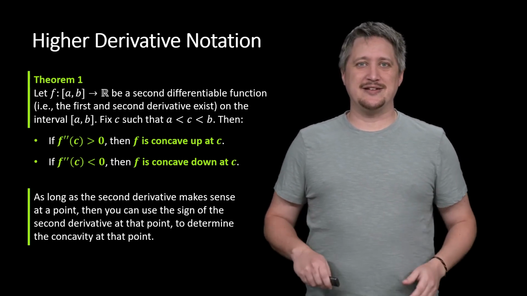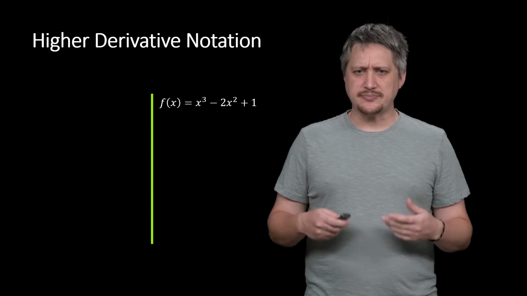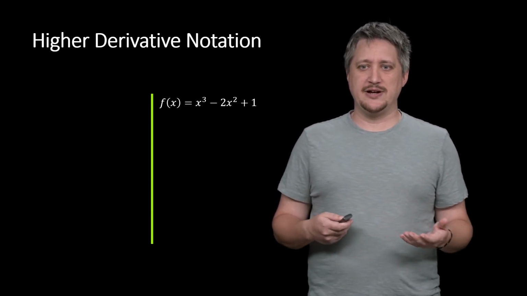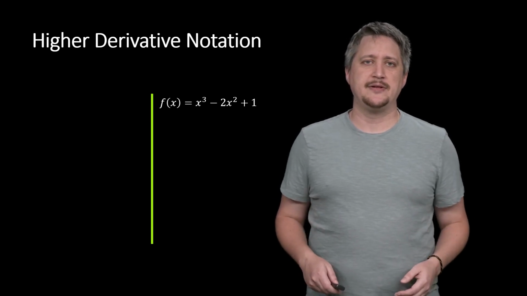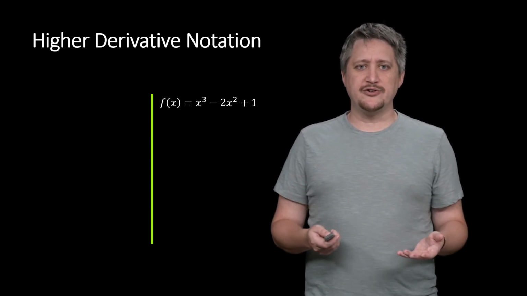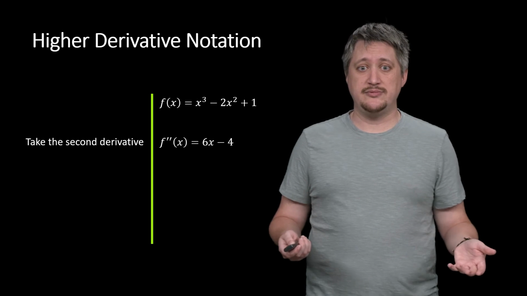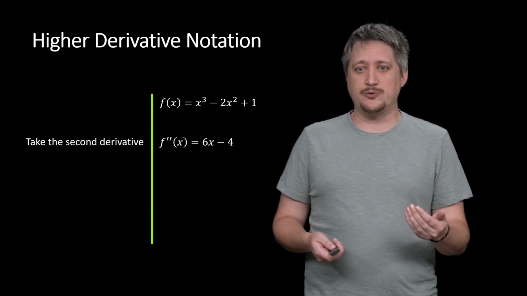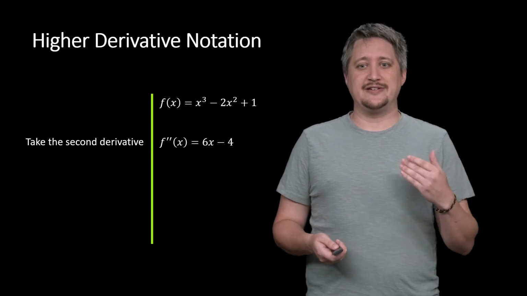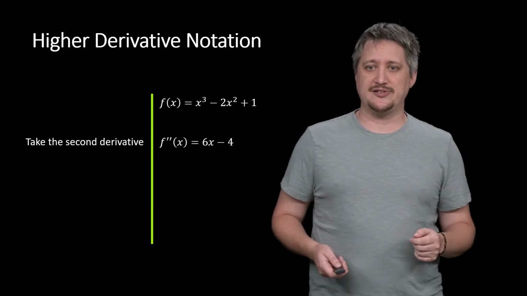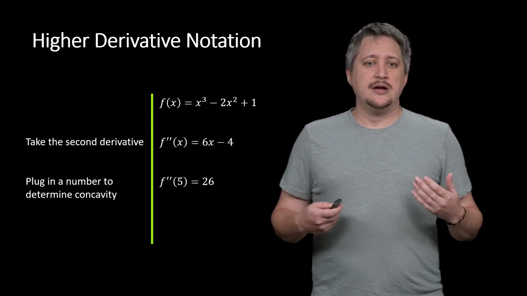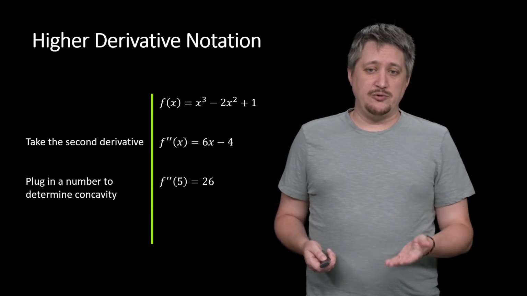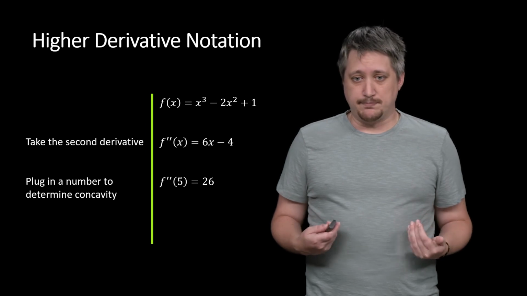So again, let's look at some examples here. Let's say we have this function, f of x is x cubed minus 2x squared plus 1. The first step, if we want to talk about concavity, is to take the second derivative. So I take one derivative, which would get me 3x squared minus 4x. Take a second derivative, that gets me 6x minus 4. Let's say I want to know the concavity at some specific value like 5. Well, I just plug in 5.